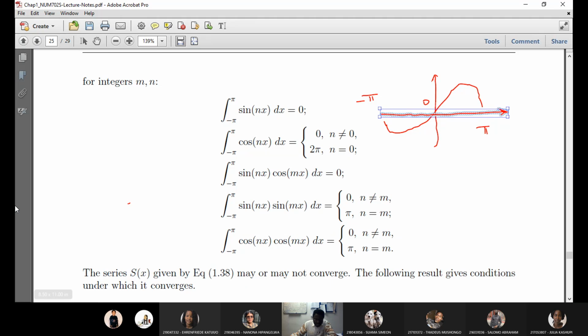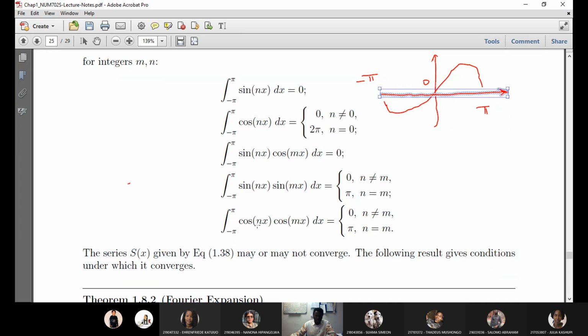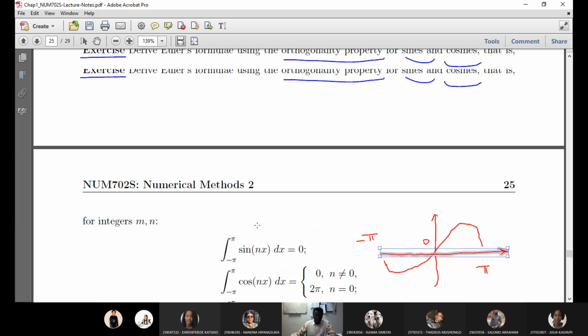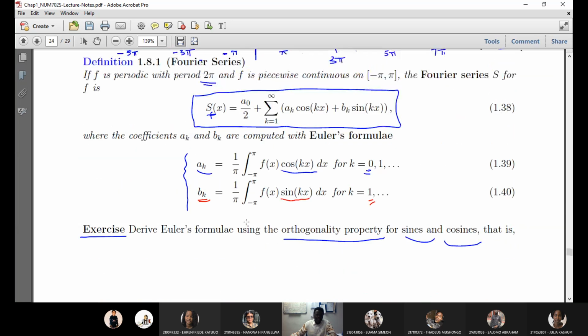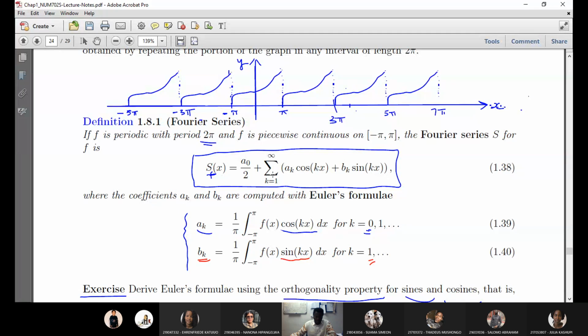And now you can use this result in this expansion and solve for AK, BK. You can do that. How do you do it? Obviously, to do that, you first assume that this series will converge towards F, right? You assume that this series converges, and it converges towards F in such a way that you can substitute this S with F.